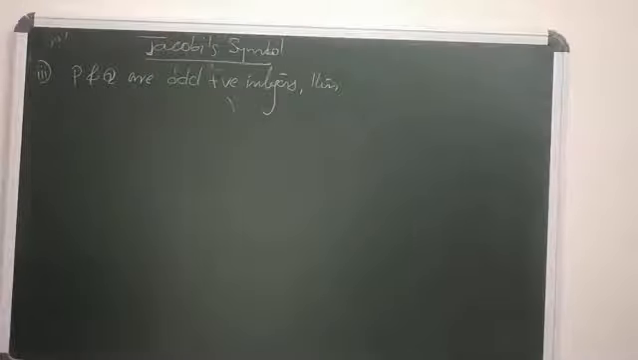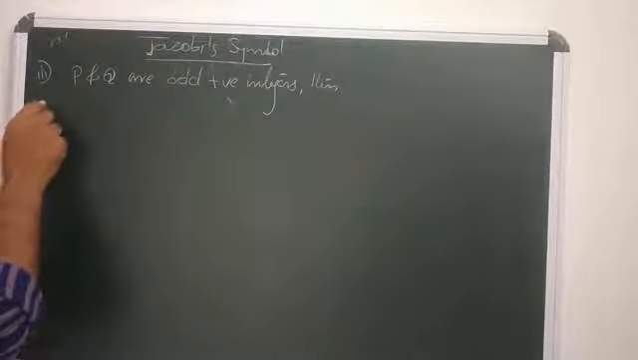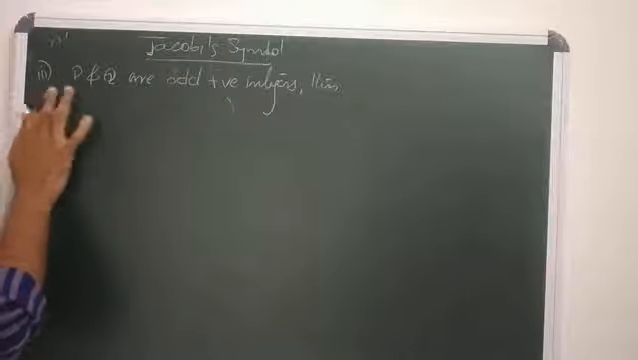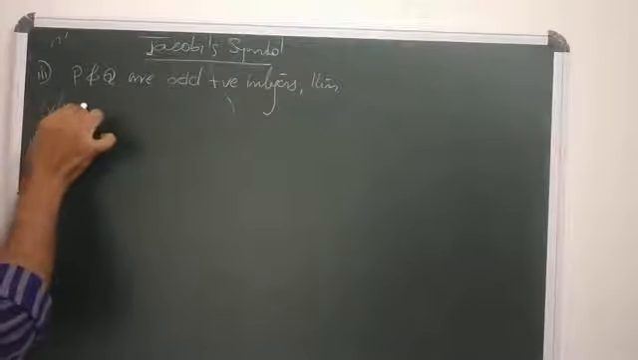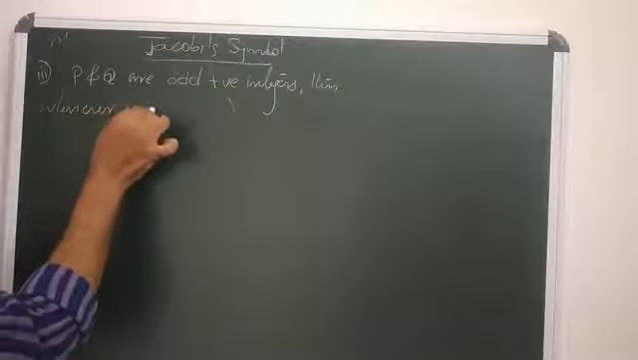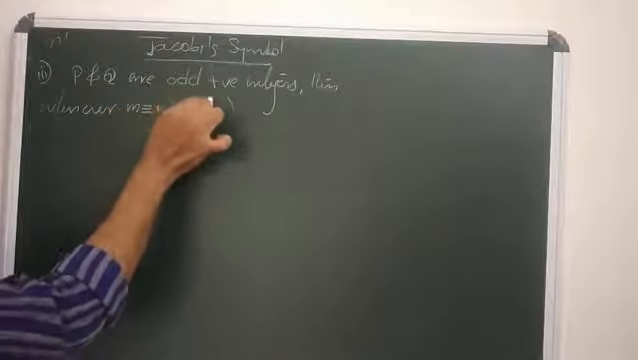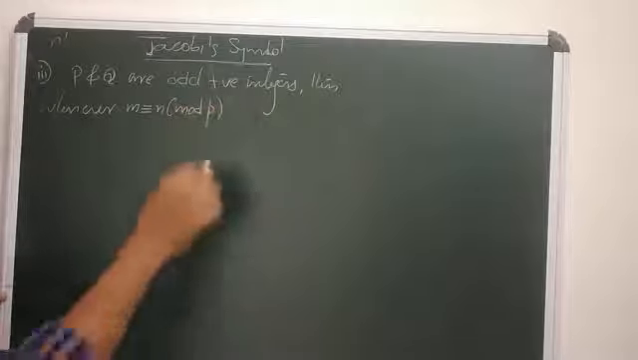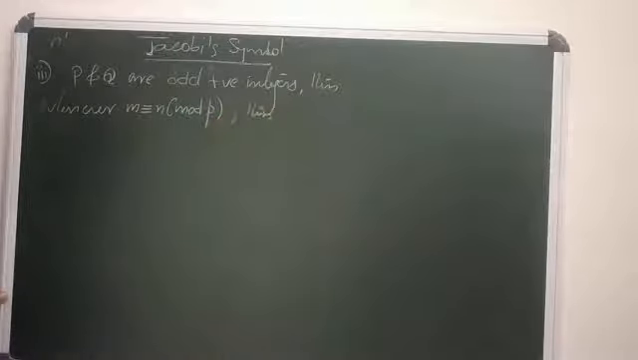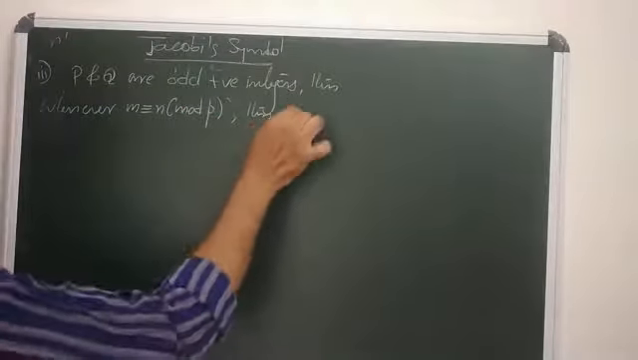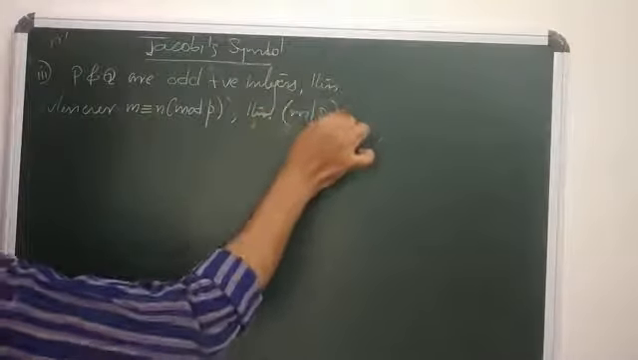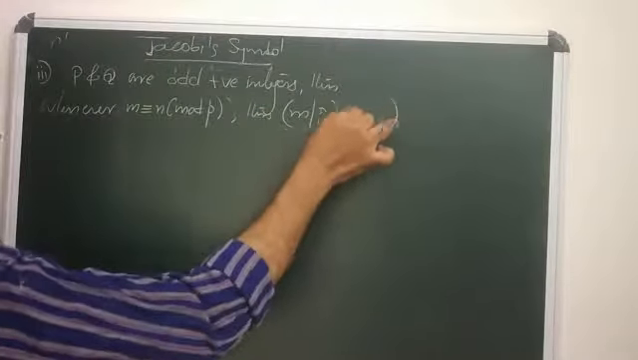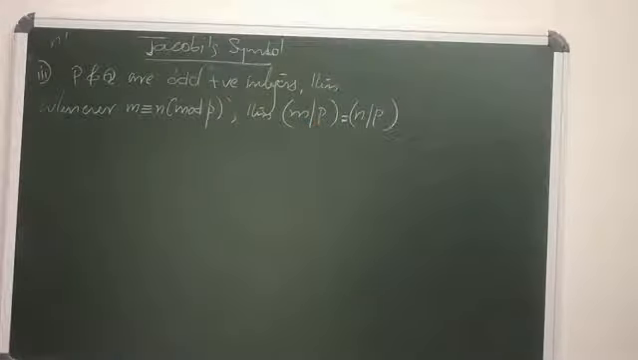Now we are going to the third property of the Jacobi symbol, that is, whenever m is congruent to n mod p, then (m/p) equals (n/p), where p is an odd positive integer. So this is our next property.